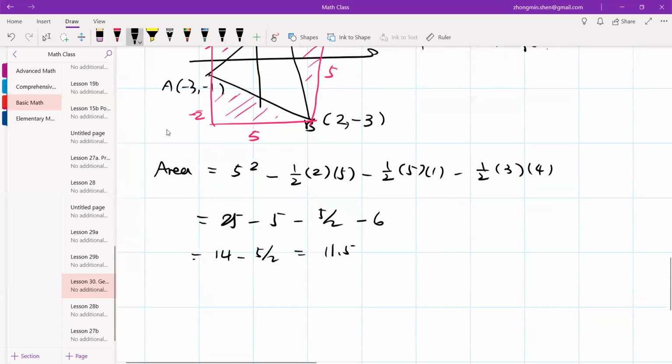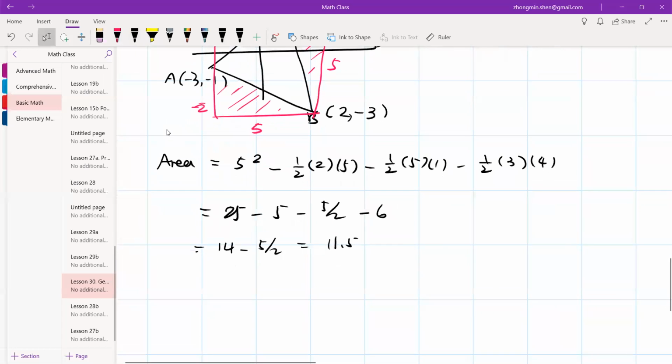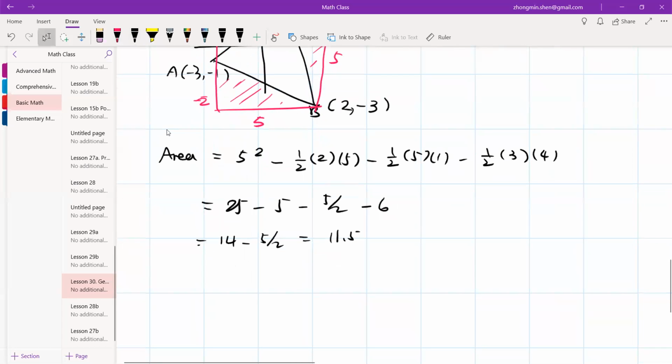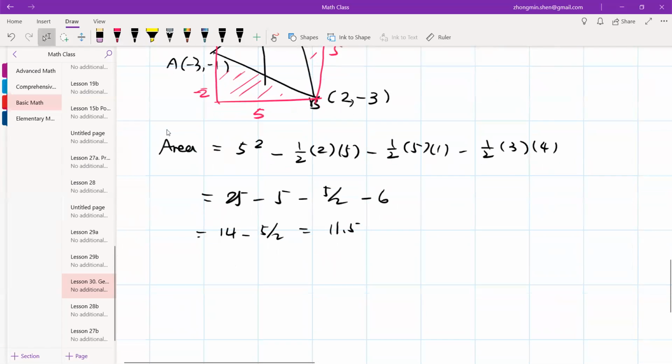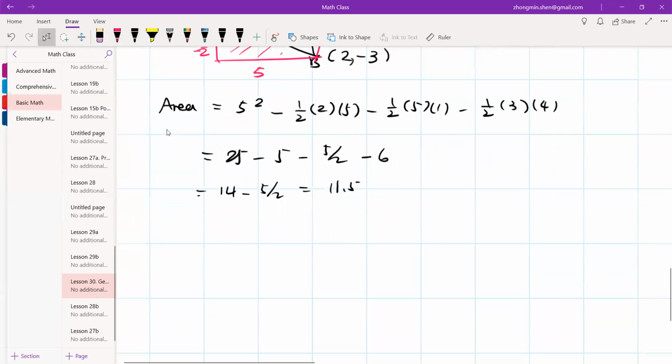You said 16. All right. So yeah, let's stop here. Assuming everybody understands, and then you need to practice. Okay. So our next problem is about the triangle.